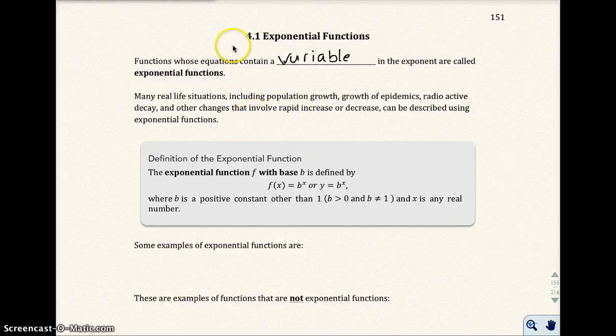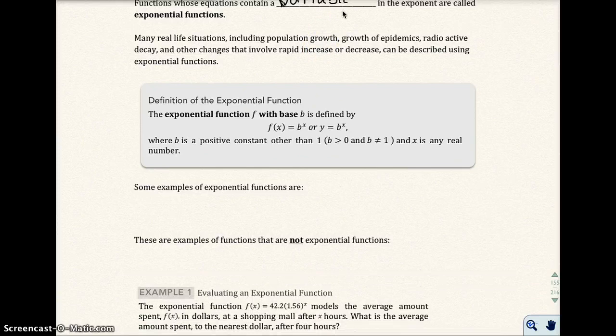So again, an exponential function has an equation with a variable in the exponent. The definition of an exponential function with base b is defined by f of x equals b to the x, or y equals b to the x. b must be a positive constant, so this base has to be a positive number other than 1, and x is a real number. The exponent must be a real number.